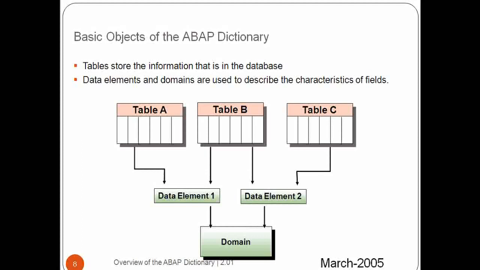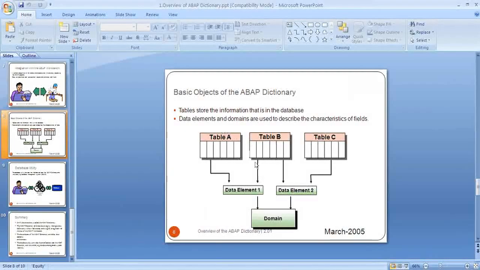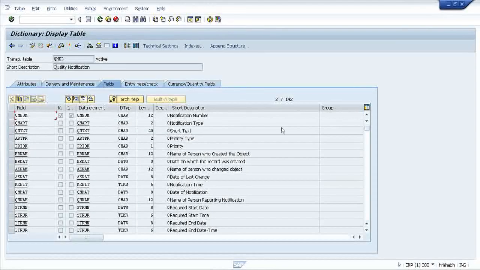Basic objects of the ABAP dictionary. Now we are directly jumping into the screens. What are the basic objects of an ABAP dictionary? Tables store the information in the database, then data elements and domains. As I said, the database only understands the tabular format. Now you are trying to create a table. What does a table contain? Suppose this is a particular table named QMEL. This is created in the database.